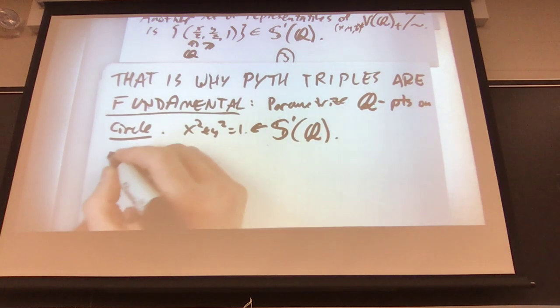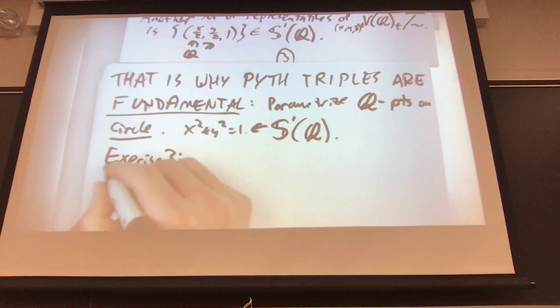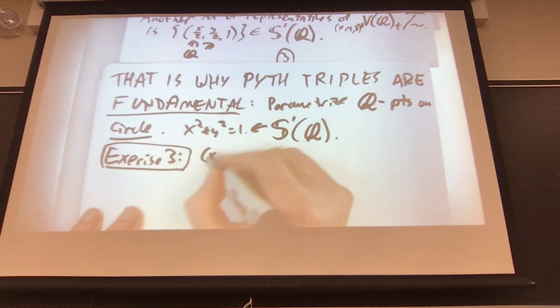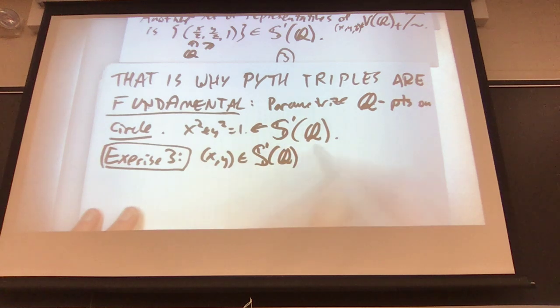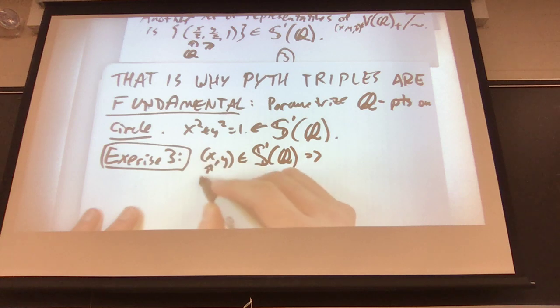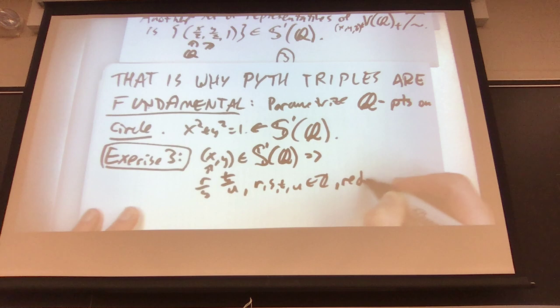So here's a nice exercise. x and y are on the circle, and rational implies they have the same denominator. And primitive, of course. So this is r over s, and this is t over u, with r, s, t, u integers, and reduced implies s equals u.